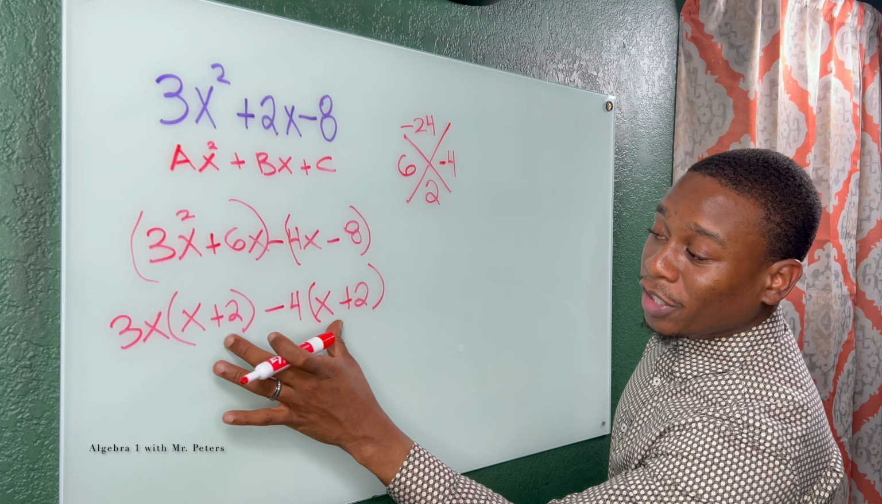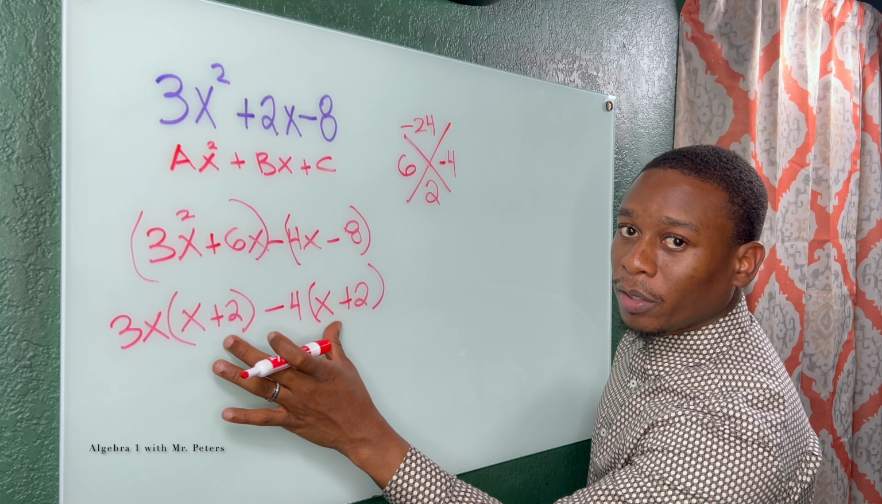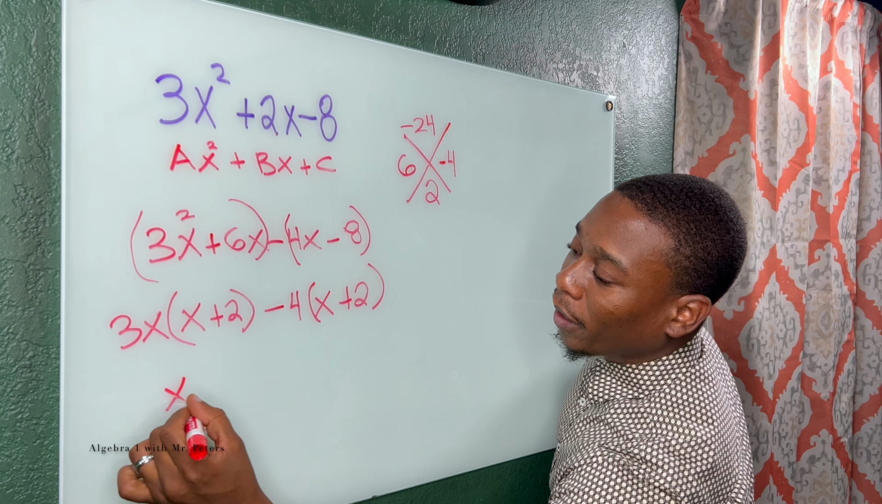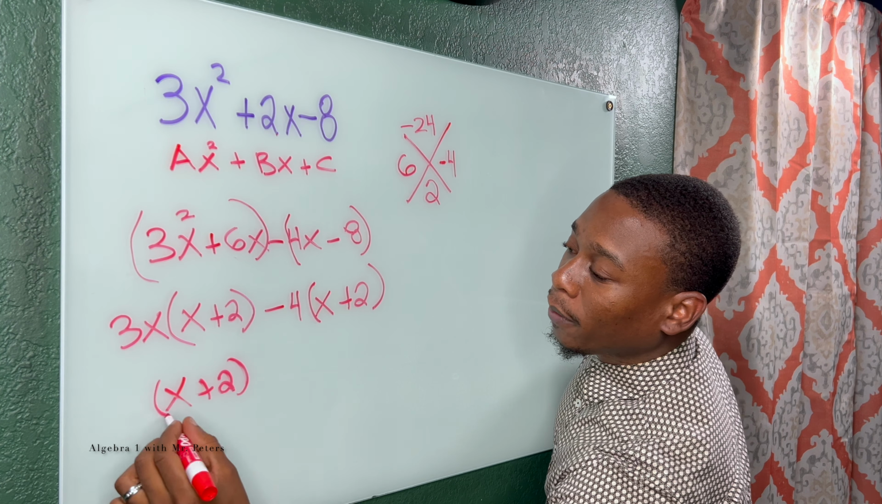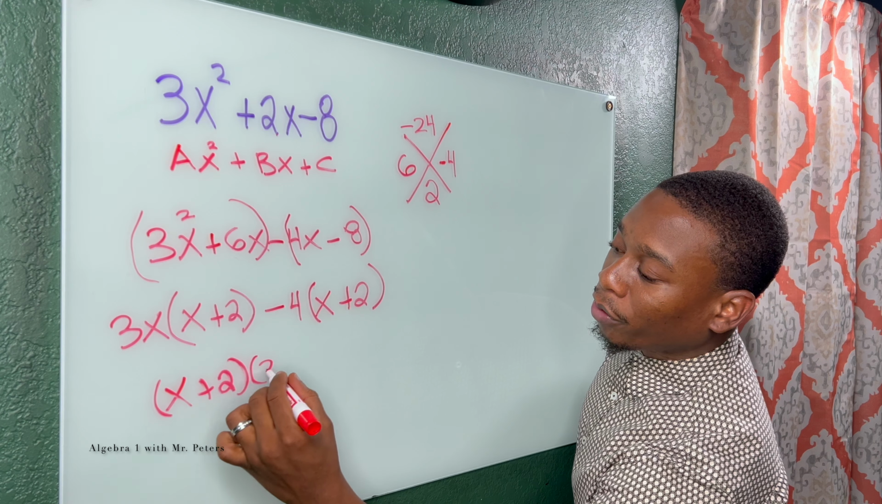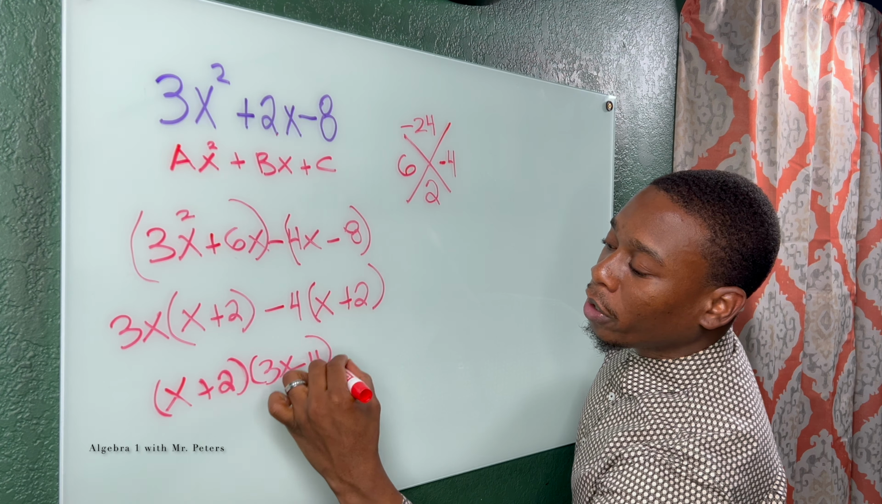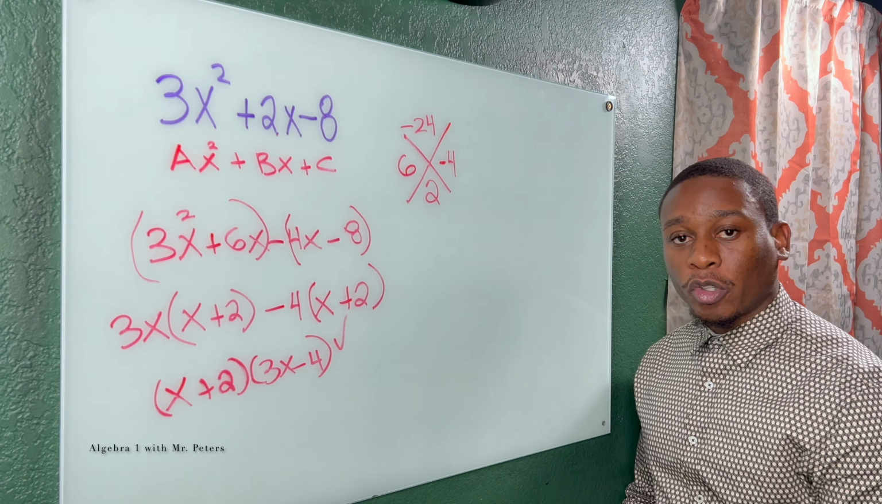Now we notice that both these factors are the same, meaning we probably factored correctly. So we know we have x plus 2 times 3x minus 4. And just like that, we have solved the first problem.